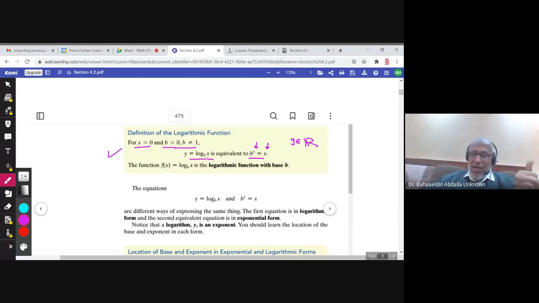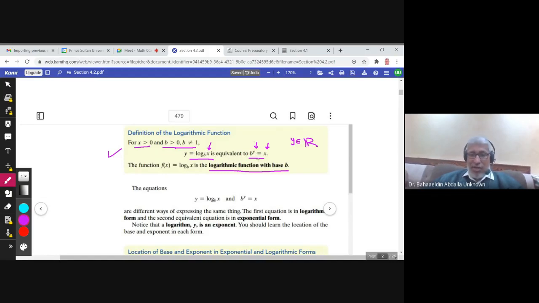So that's the domain of the logarithmic function, because it's written here. The domain of the logarithmic function is equal to the range of the exponential function, which is from 0 to infinity. So this function is called the logarithmic function with base b. So that's the definition. Now these two equations are equivalent.